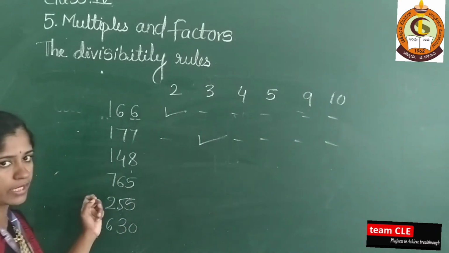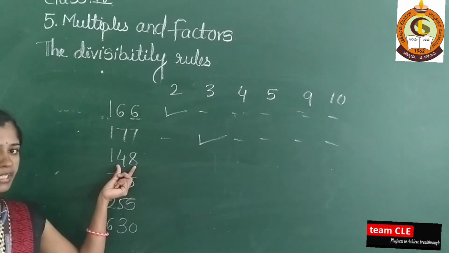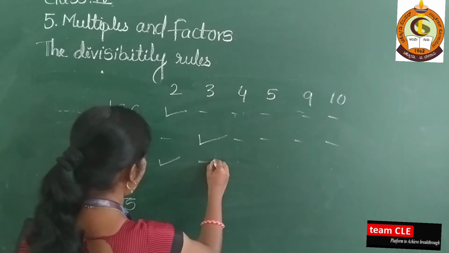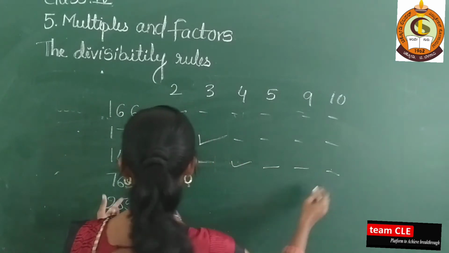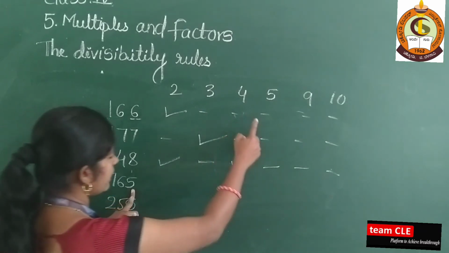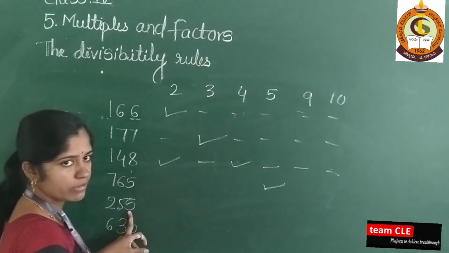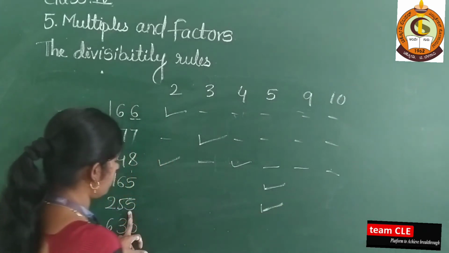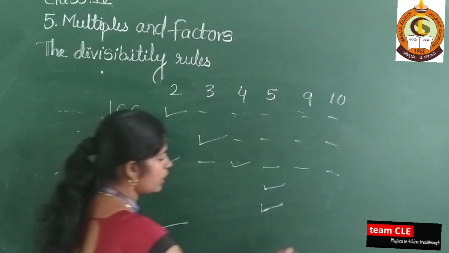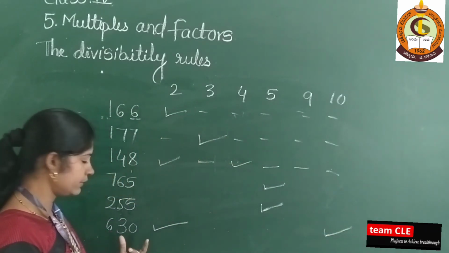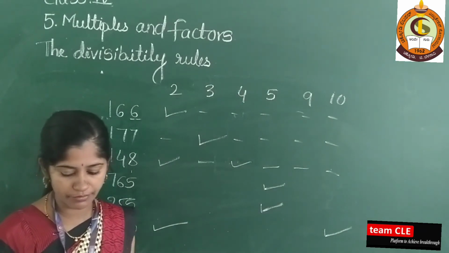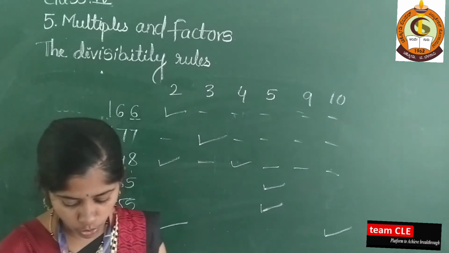Next 148 is there. Looking at the last 2 digits, 48 is there. It means it is divisible by 4 and 2 as well. 765 is there. So in 1's place 5 is there, which means that number is divisible by 5. Here also in 1's place 5 is there, which means that number is divisible by 5. Here 0 is there, which means that number is divisible by 2 and also by 10. Okay, if you understood divisibility rules, then you can solve this column easily. Very easy. Next here one more concept is there.